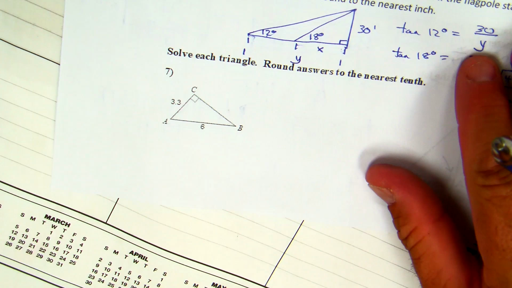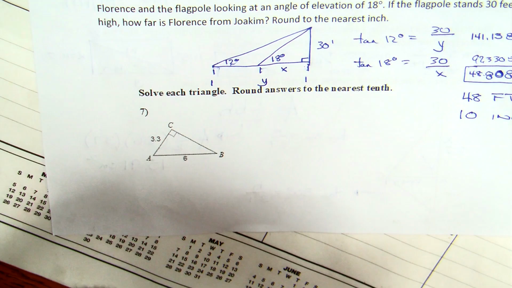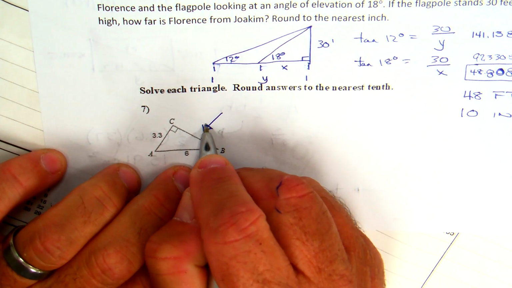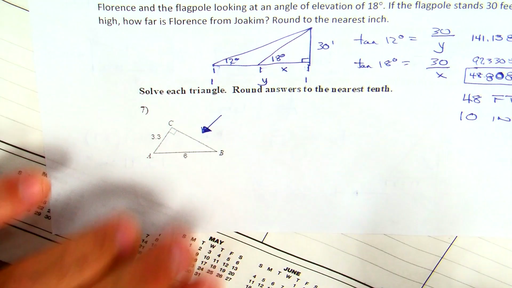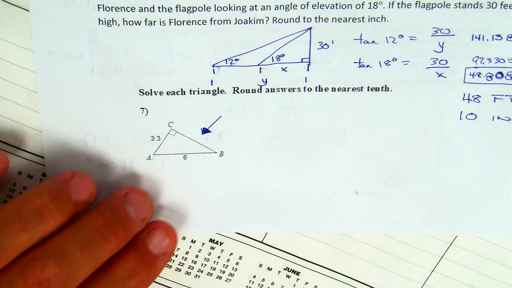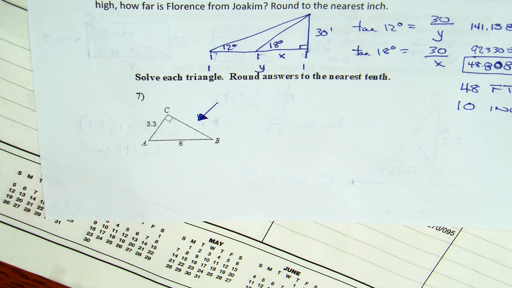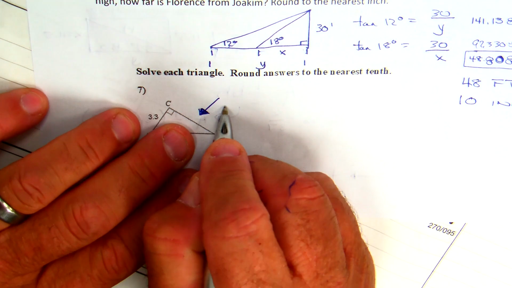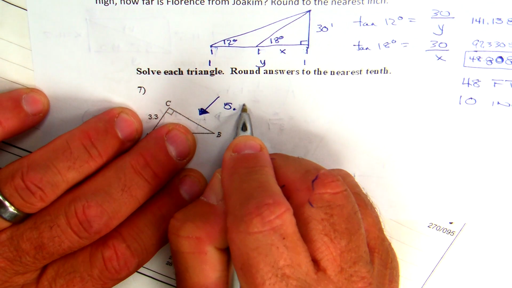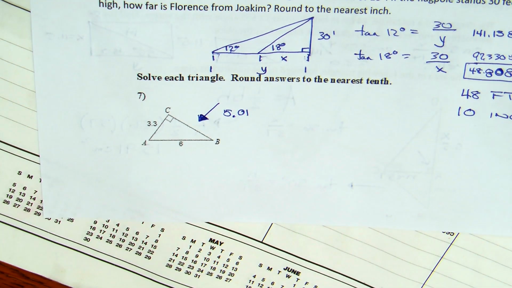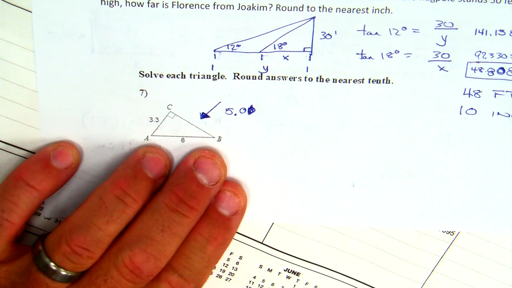And then finally, solving a triangle means find all the missing sides and angles. To find the missing side, I just have to use what theorem? Pythagorean. 6 squared minus 3.3 squared. The square root of that. That isn't what I wanted. 6 squared minus 3.3 squared raised to the 0.5 gives me approximately 5.01. It says round to the nearest tenth, so that would give me what? 5.